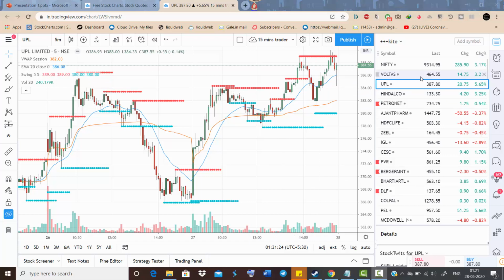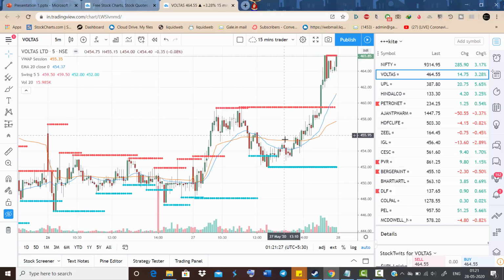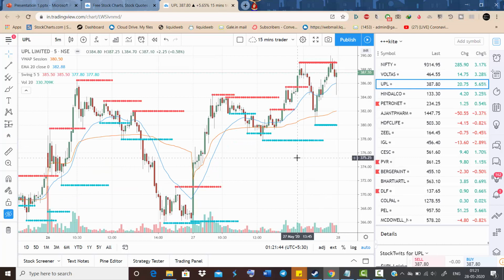Same thing with Voltas. In Voltas we bought above 453, and we booked profits above 462. First, let me explain the opening range breakout. I normally do not trade the opening range breakout; it's not my trading style. Still, it is one of the intraday trading strategies I'll explain.